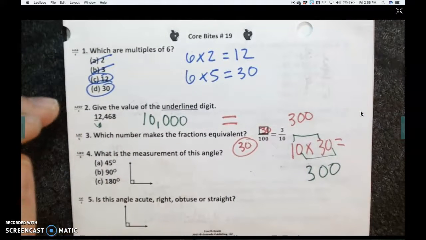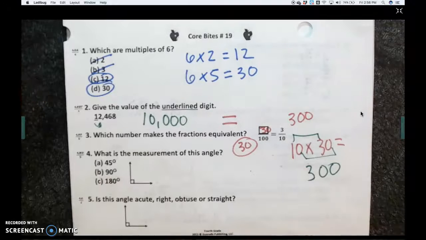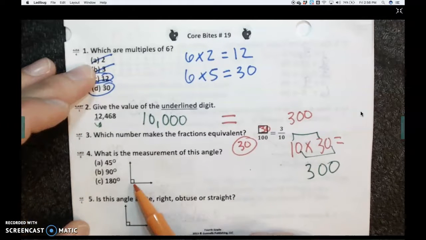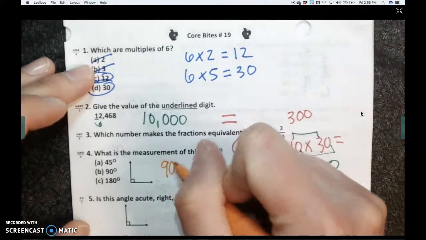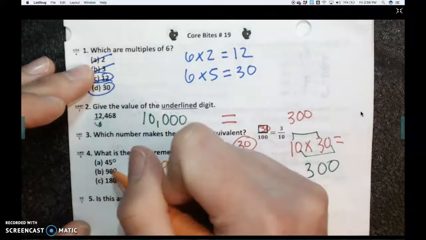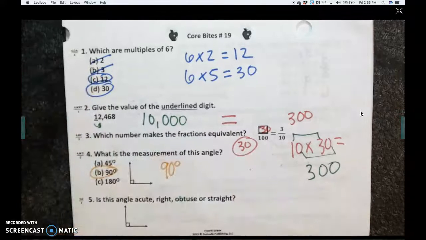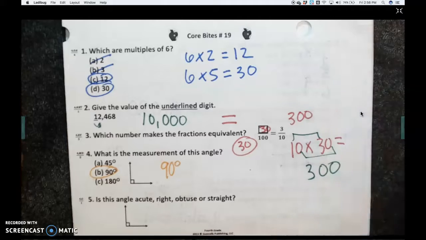For number 4, it says, what is the measurement of this angle? If you know, that means it's a right angle. It is directly at that degree, and so that degree is 90 degrees at a right angle. So your answer would be B. And interestingly, that leads us to the next question.